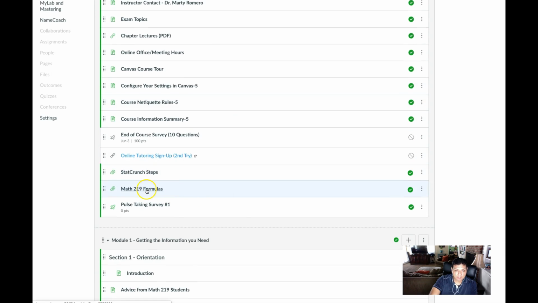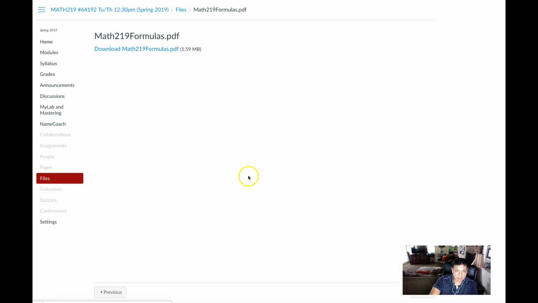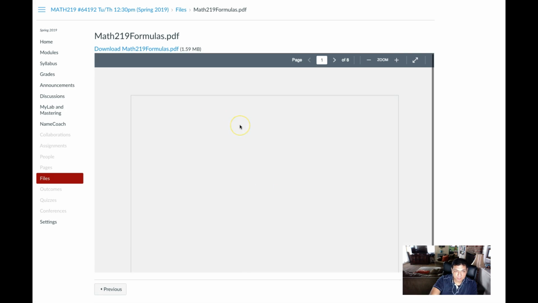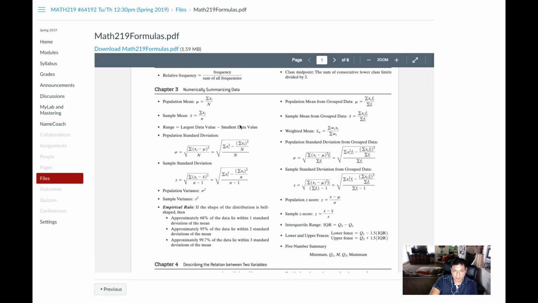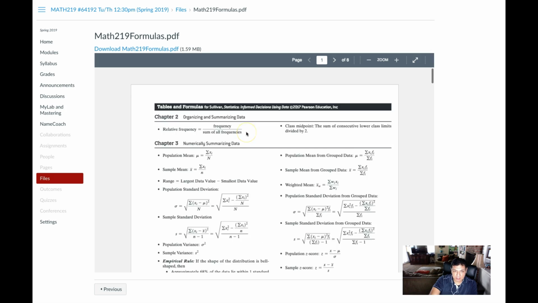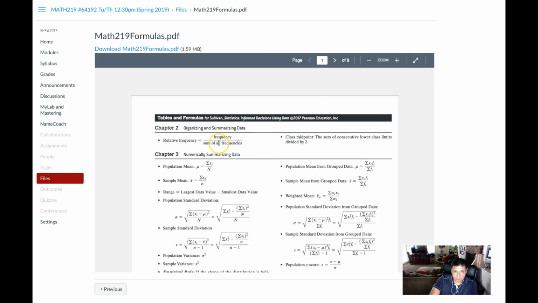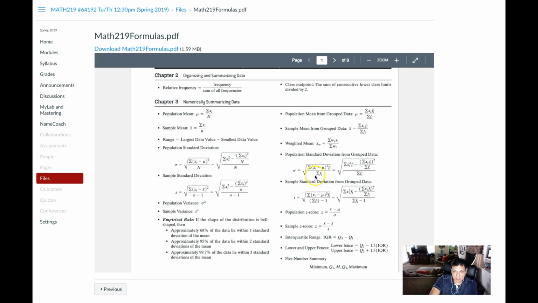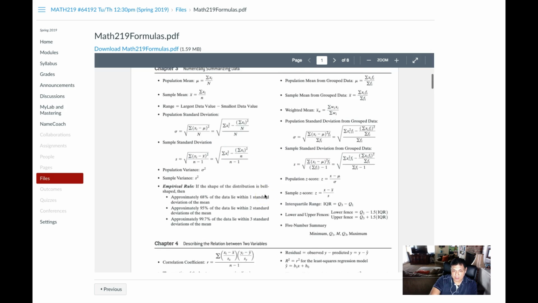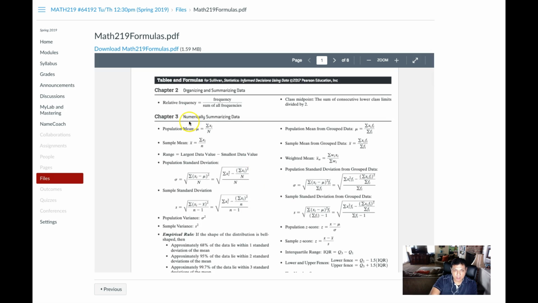Secondly, I want to make sure you're familiar with the formulas. I'll provide these sheets, but you probably want to download these now so you're familiar with them. I provide you the formulas needed. We'll just need stuff from chapter 2 and chapter 3, and so you have these formulas to be able to use during the exam. So print those out so you have them.